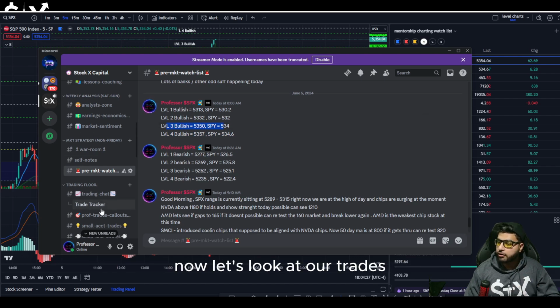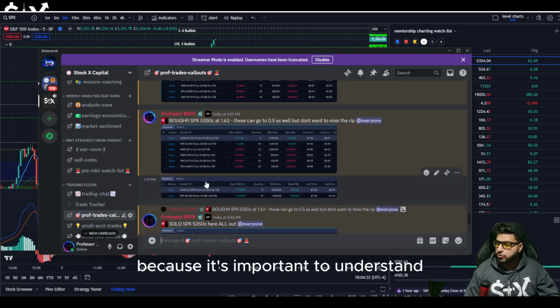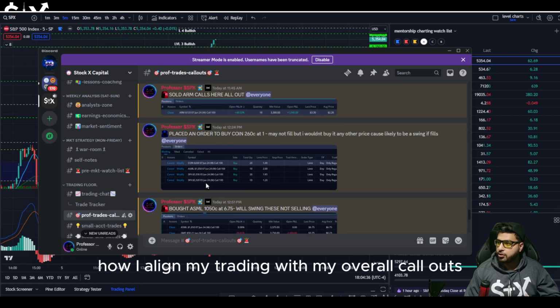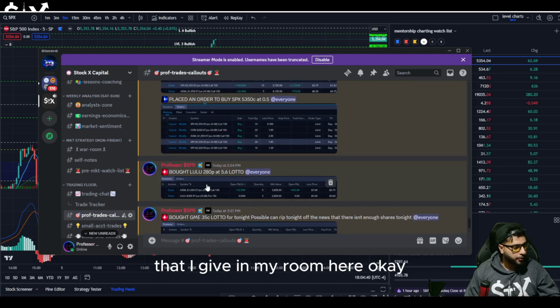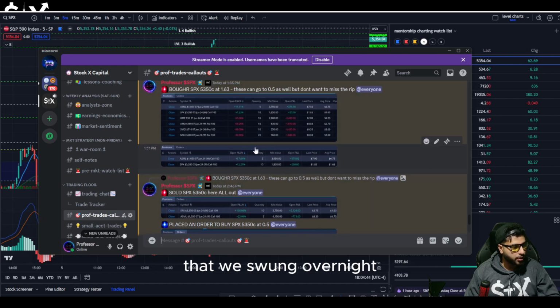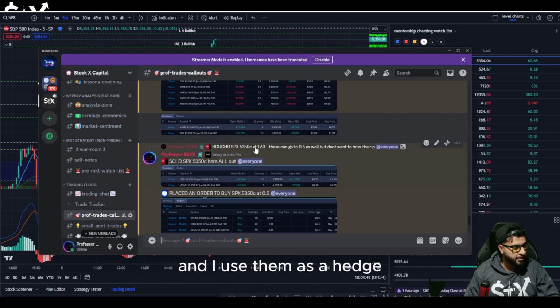Now let's look at our trades before we go into the lesson, because it's important to understand how I align my trading with my overall callouts that I give in my room here. Okay, so we definitely did have some puts that we swung overnight, but those were actually rolled with profits, and I use them as a hedge.